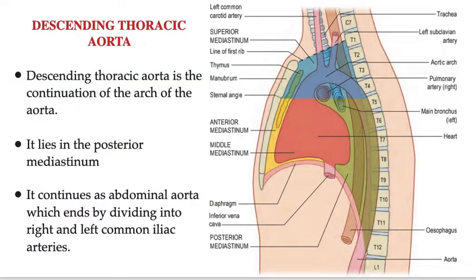Next, the descending thoracic aorta. The descending thoracic aorta is the continuation of the arch of aorta. It lies in the posterior mediastinum. It continues down as the abdominal aorta, which ends by dividing into right and left common iliac arteries.